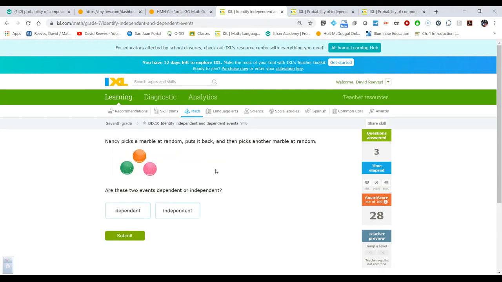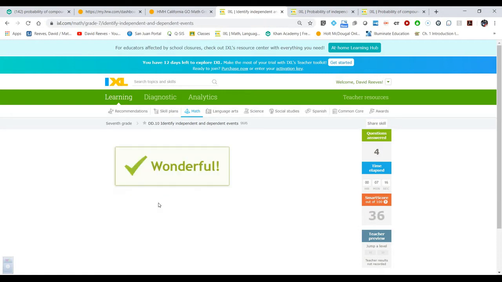All right, so Nancy picks a marble at random, puts it back, and then picks another marble at random. Now, earlier when I talked about marbles, I said that it was dependent, but the key there was I said we were not putting that marble back, but here it says we're putting it back. So we start with a green, orange, and a pink marble the first time, and then our second time, because whatever we got, we put it back, we have the same three choices. That is going to be independent.